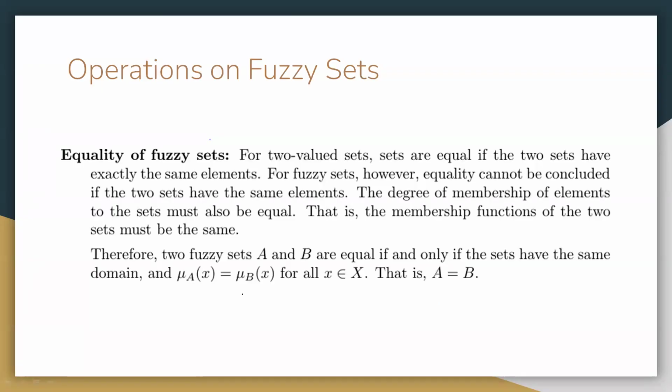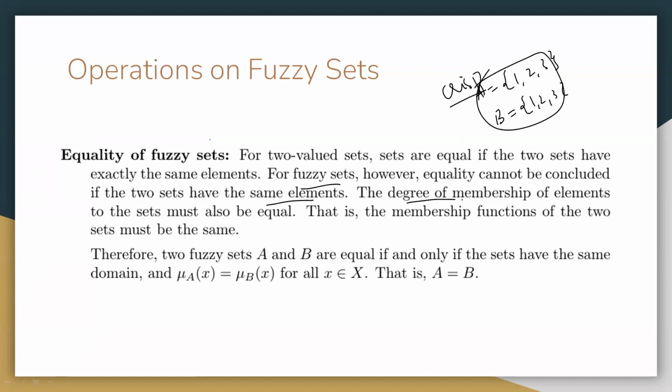Equality: two fuzzy sets are equal. Normally, a crisp set is equal when it has exactly the same elements. Say if you have a set A with 1, 2, 3, then A will be equal to B only if B also has 1, 2, 3. But this is for a crisp set. We're talking of fuzzy sets. Equality cannot be concluded by just having the same elements. The degree of membership, that is the membership function mu of that particular element, should also be equal. So you need to have equal membership functions also. Then we say the fuzzy set A is equal to the fuzzy set B.